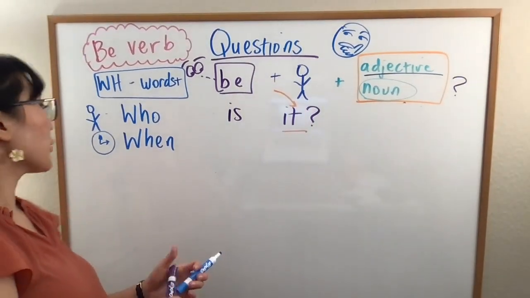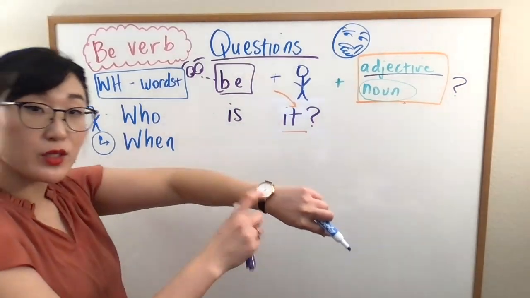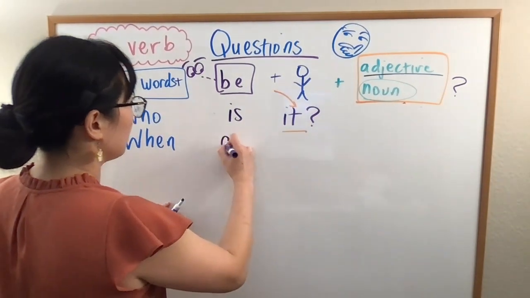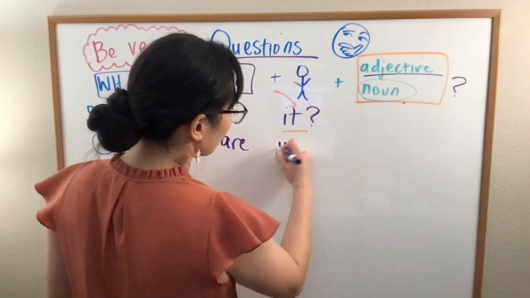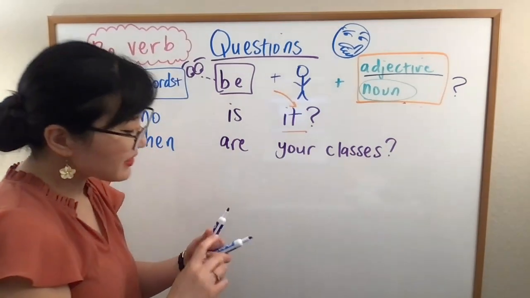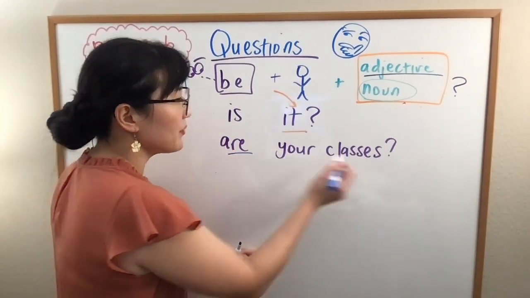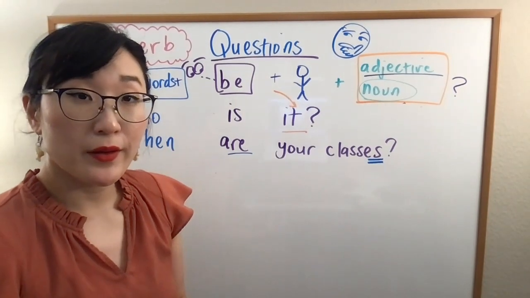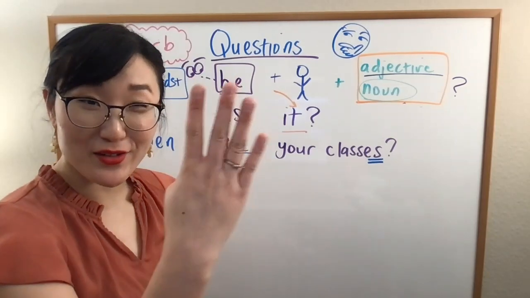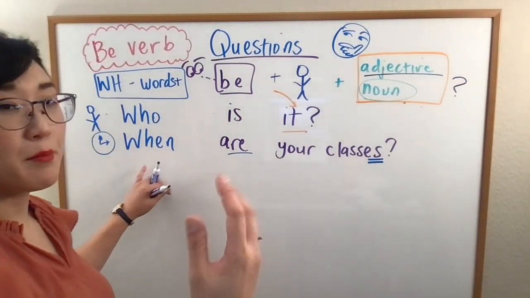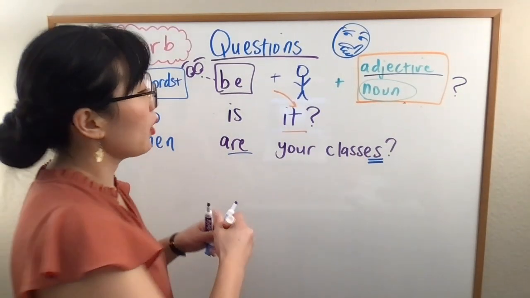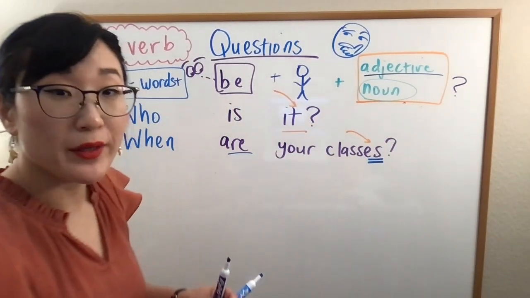Okay, our next WH word, when. When is equal to what time? So when are the subject, your classes. In this case, we're using are because classes is plural. For example, my students have class Monday, Tuesday, Wednesday, Thursday, 4 days. So maybe someone asks, when are your classes? When are your classes? It's going to go down.